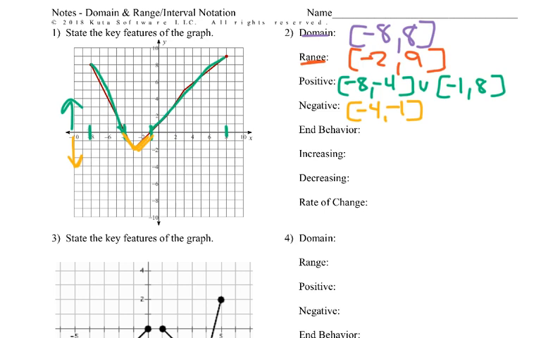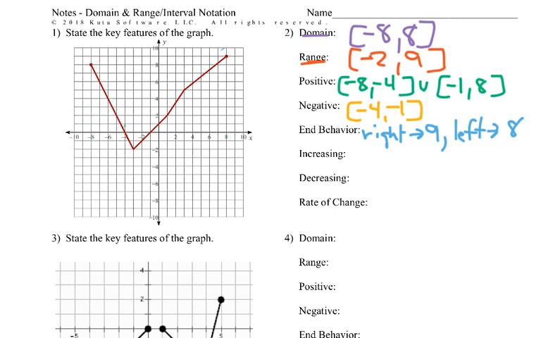The end behavior is simply what happens as we go to the right or to the left. As we go to the right, it approaches 9. As I go to the left, it gets to the y value of 8. So I can write it like that for now.